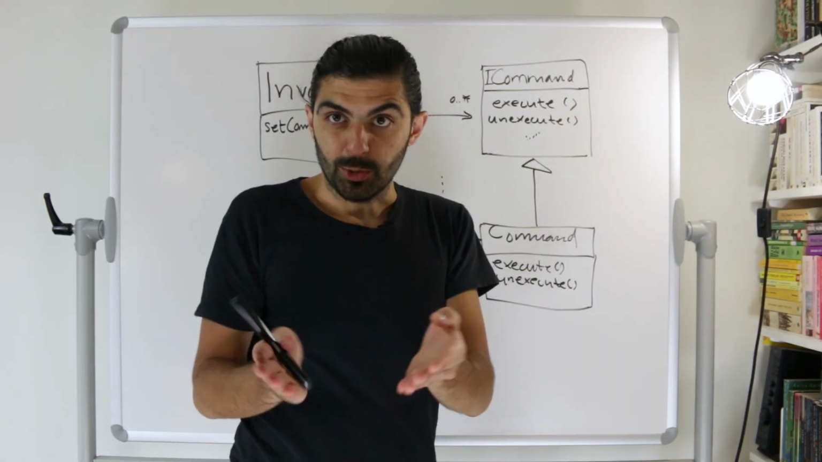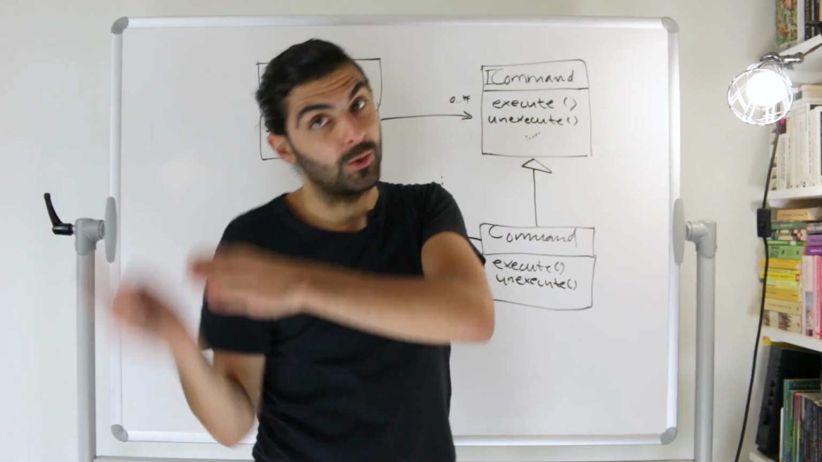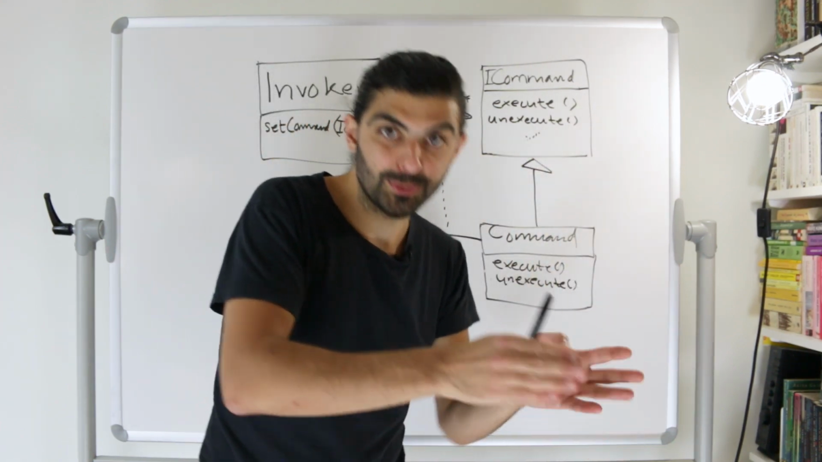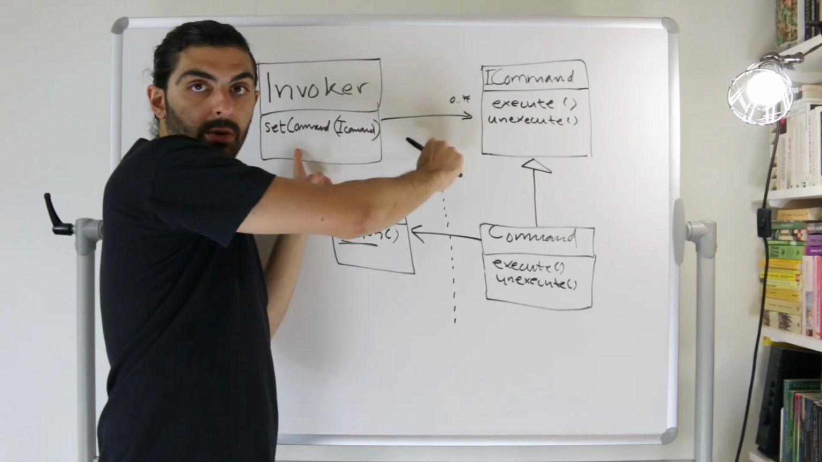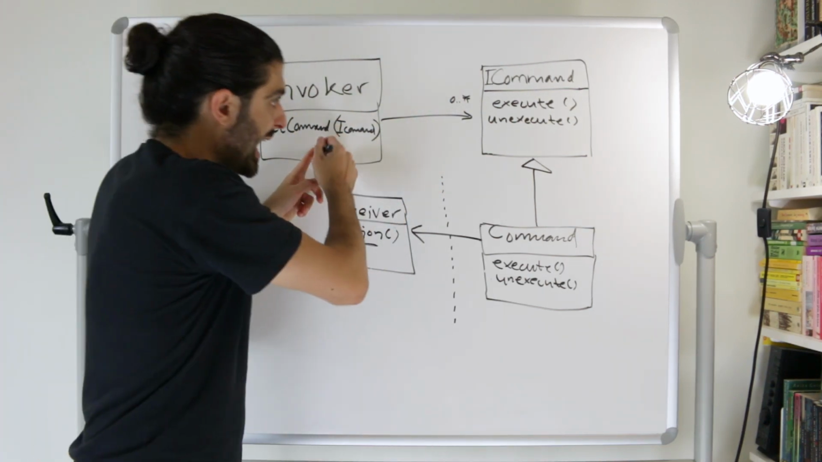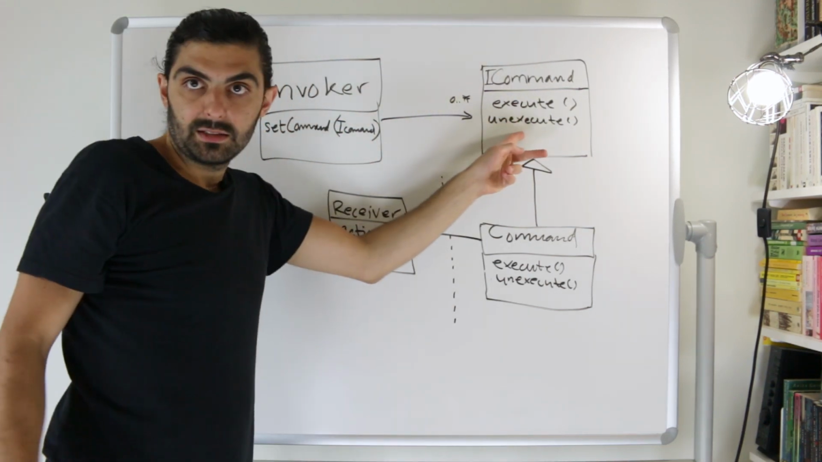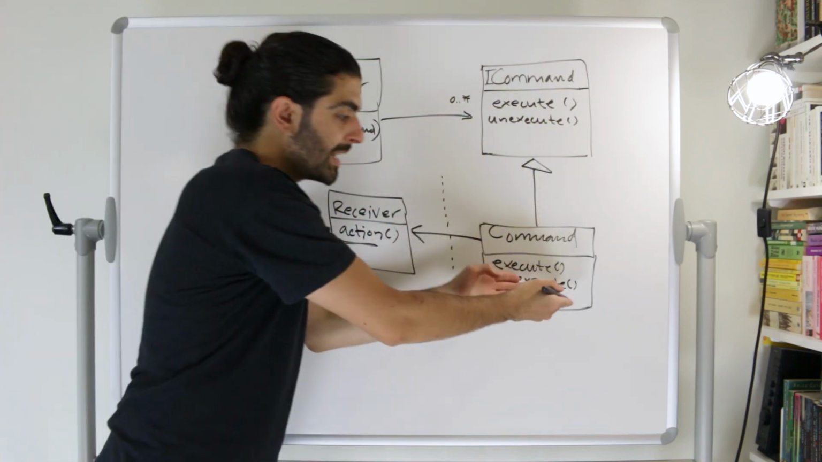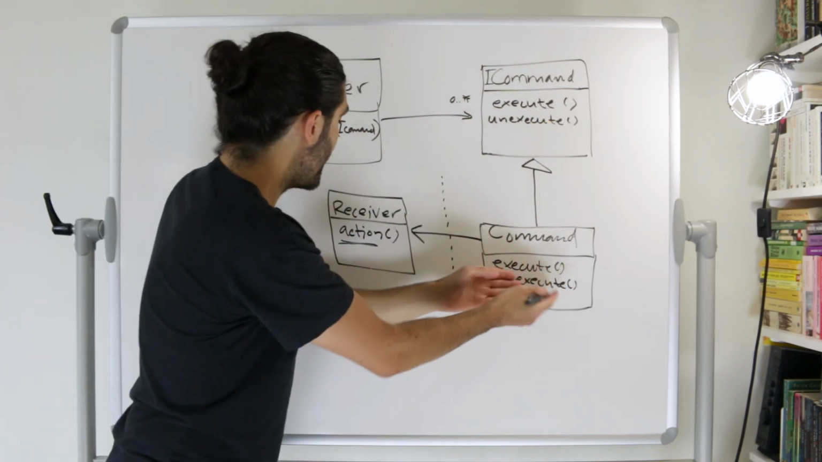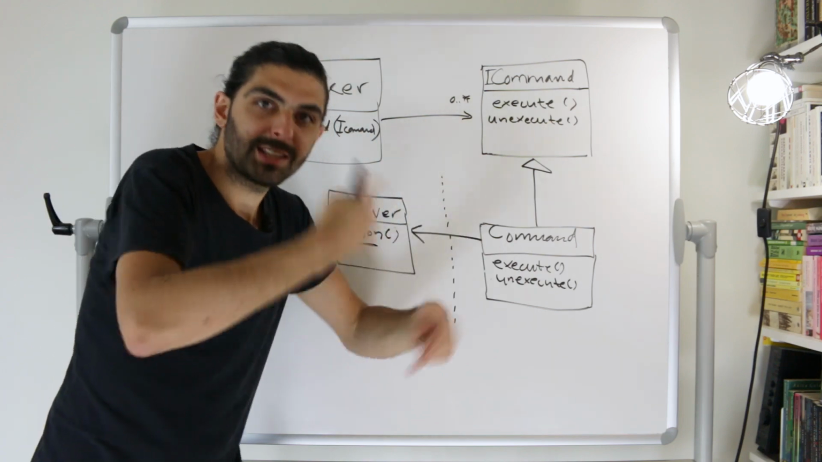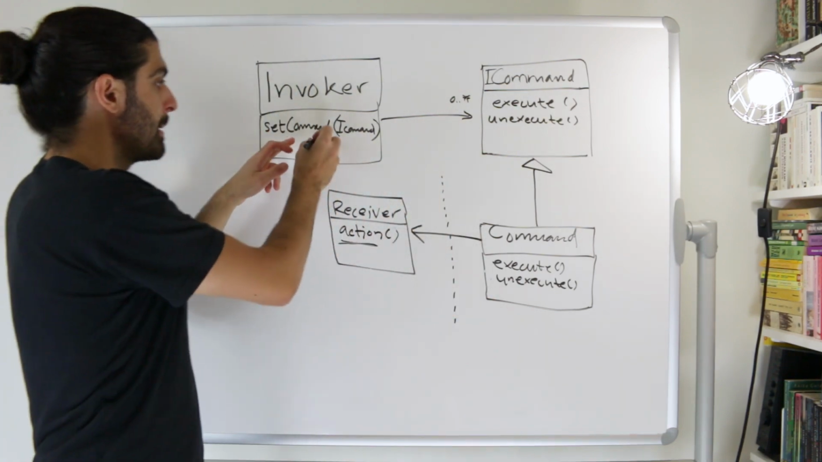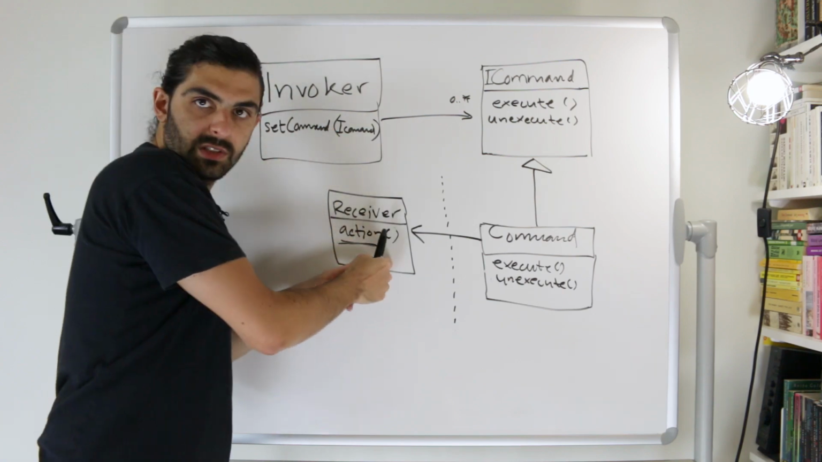And unexecute of turn on would probably be turn off. And unexecute of turn off would probably be turn on. So remember the direction of this arrow. We're saying that the invoker has many I commands. Any particular I command is a command, and any particular command can act upon a receiver. So by proxy, if you unroll the statement, this means that the invoker acts on receivers.